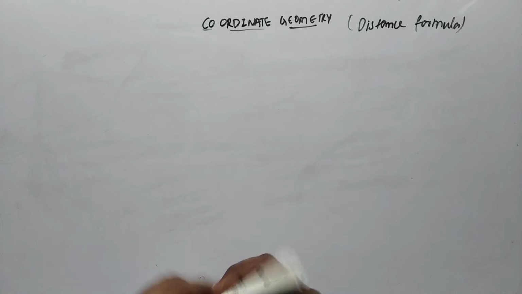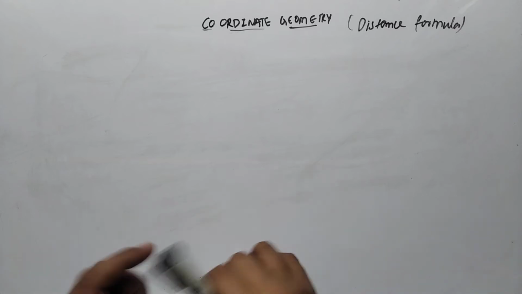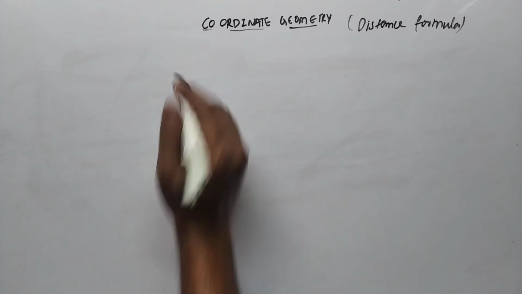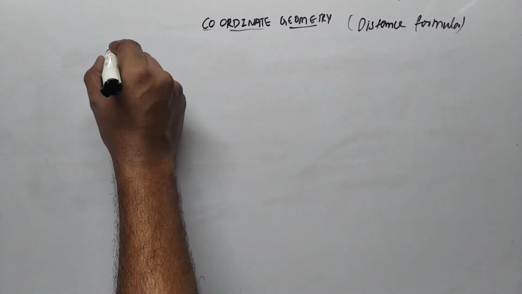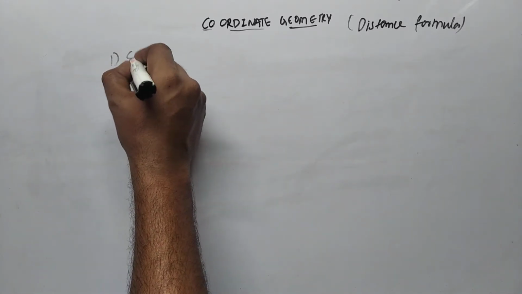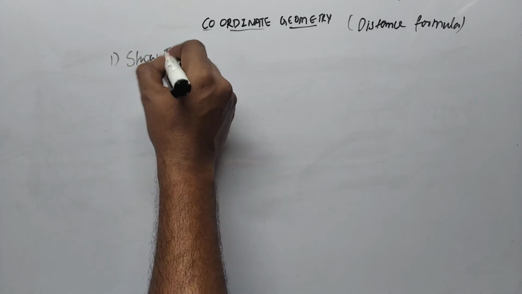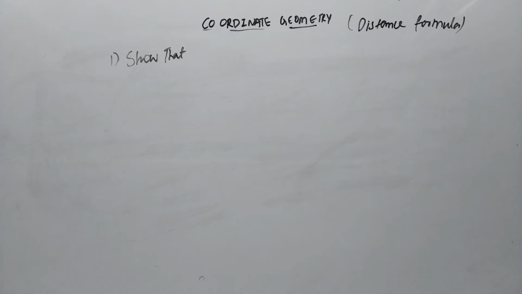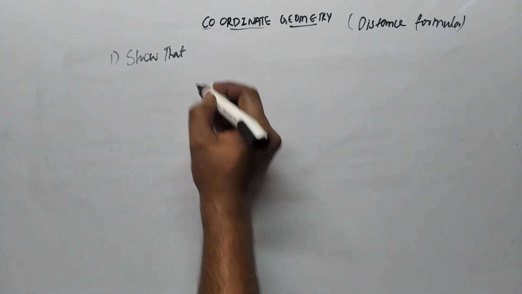So the first question is to show that the 4 points are the vertices of a rectangle. I will be giving you 4 questions. Okay, the first question is you have to show that you have 4 points here. I'm just writing this question from R.D. Sharma.